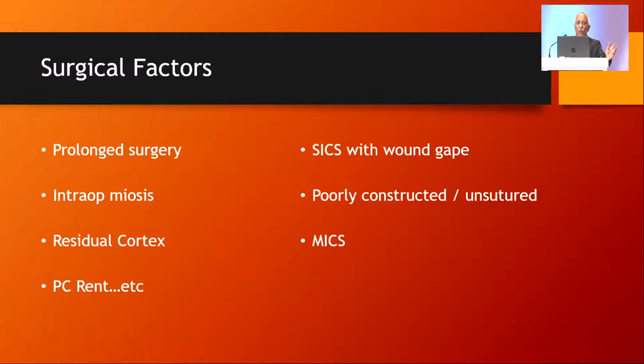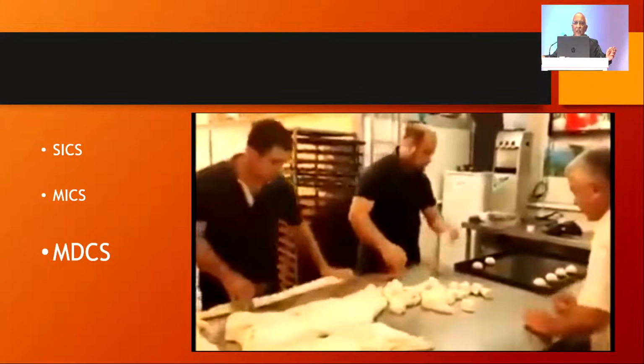A poorly sutured wound or a gaping wound is something that we have to keep in mind as a potential cause for endophthalmitis. MICS is something, and MDCS is something which I'll just come to. I think many of us already know what MDCS stands for. It stands for this. This is MDCS.